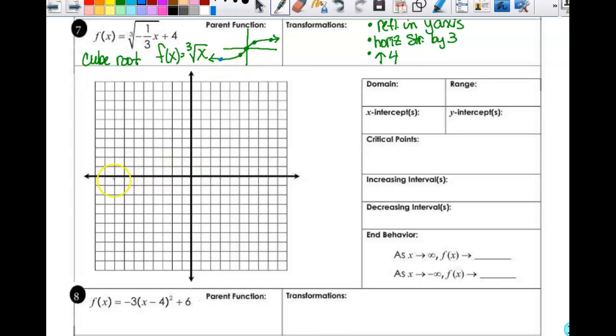-8, -2. There are 10 boxes, if you haven't figured out, so you don't have to count all the way over there. -8, -2. From here, I reflect in the y-axis, so it ends up over here. Then I have a horizontal stretch by 3, so my x value becomes 24, so it's going to be way out here. And then I go up 4, so it's going to be right around here.